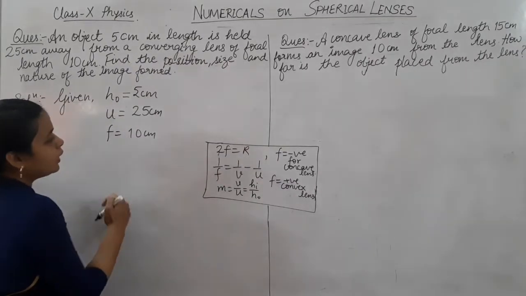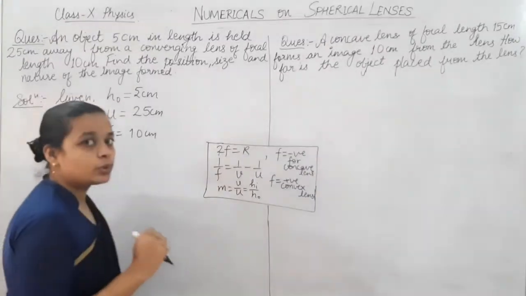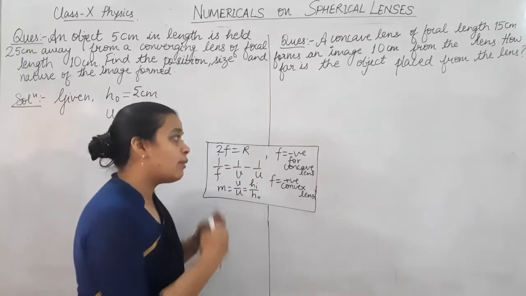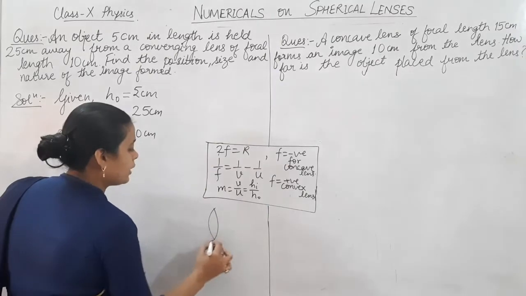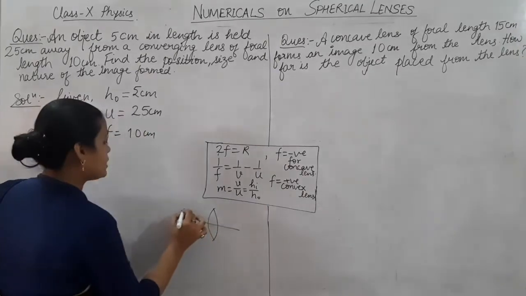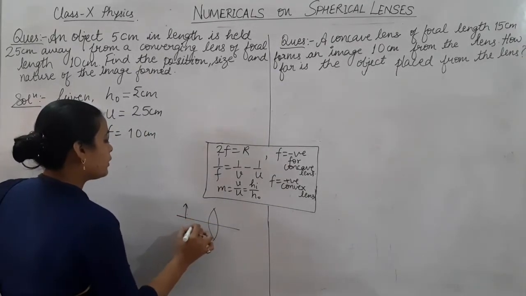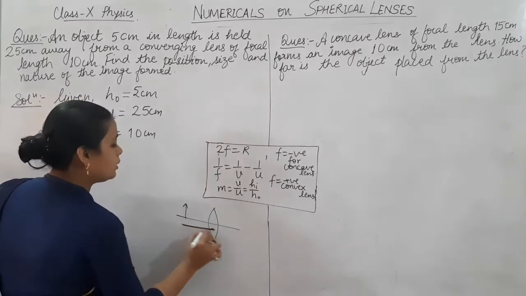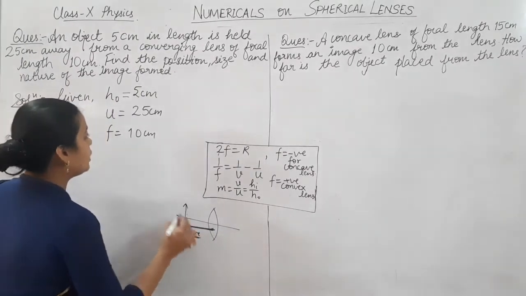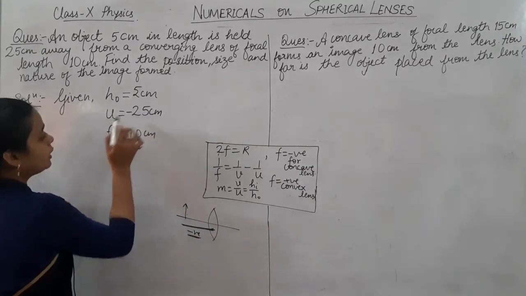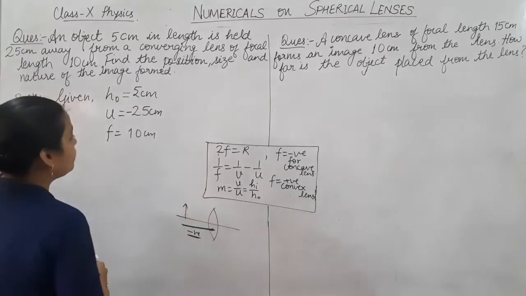The object is always placed on the left side of the lens. If this is a convex lens, the object is placed at 25 cm, which is along the negative x-axis. So this value is going to be negative. That's why u will be considered as negative.